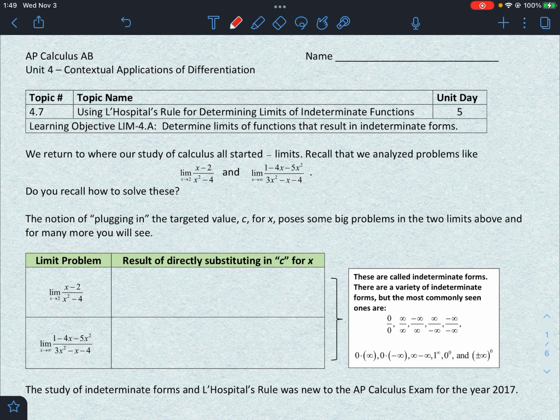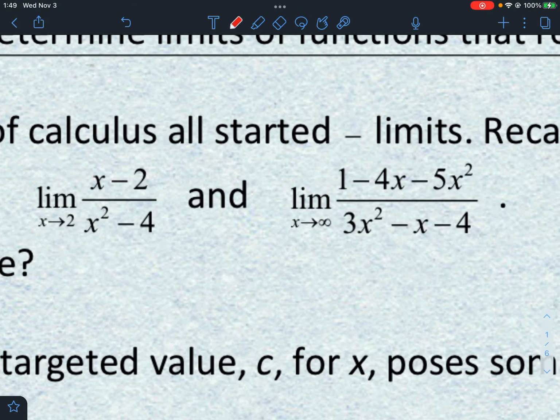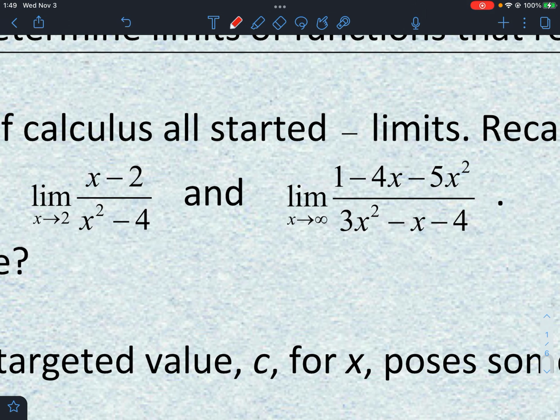So in this section, we're going to go back to our roots here, back to where we started our year off with limits. Okay? Back in our first unit, we did a couple examples like the following two. Hopefully you remember how we did these.